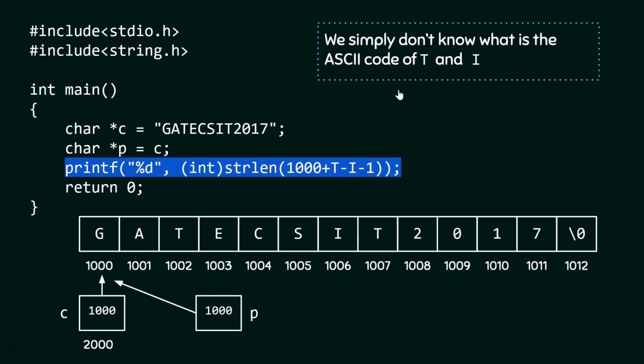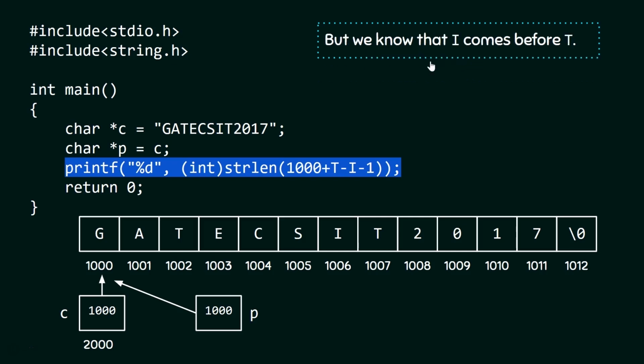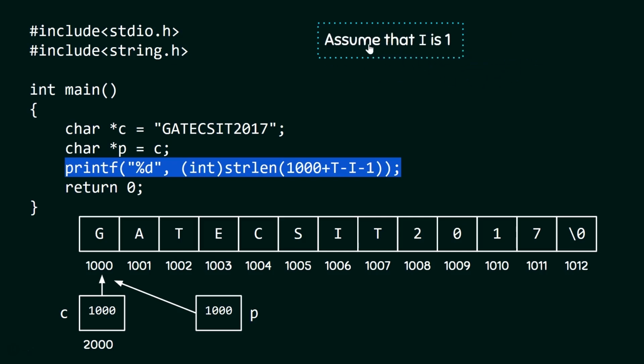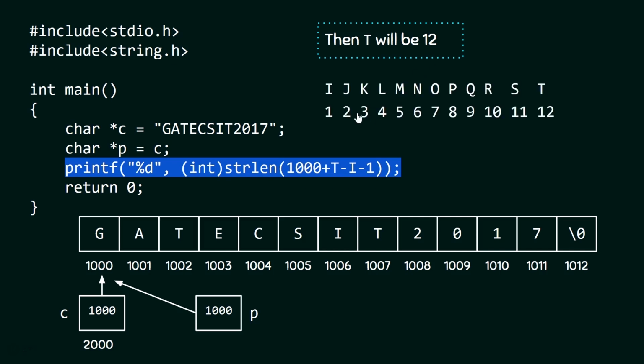Now suppose we don't know the ASCII code of t and I. We don't know the ASCII codes of t and I at all. But we know that I comes before t, isn't that so? Assume that I is 1, then t will be 12, right? Let's see why this is true. If I is 1, then t will definitely be 12, because we have I, j, k, l, m, n, o, p, q, r, s, t, and t comes at the 12th position. Therefore, when I is 1, then t will be 12.